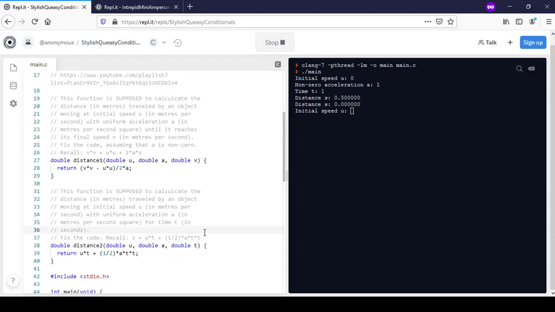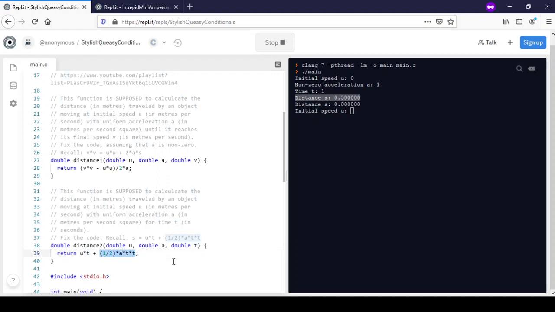So let's try and see why this is. The formula is s is u times t plus half a t square. So what could possibly go wrong? Well, let's plug in the values. U is 0, so obviously u times t is going to be 0. But this half a t square should be positive, because this is half times a, which is 1, times t square, which is 1 times 1. So this should be half, or 0.5. So in fact, it seems that the distance 1 answer is correct. It should be 0.5 meters. But this is somehow returning 0. So why is it returning 0?